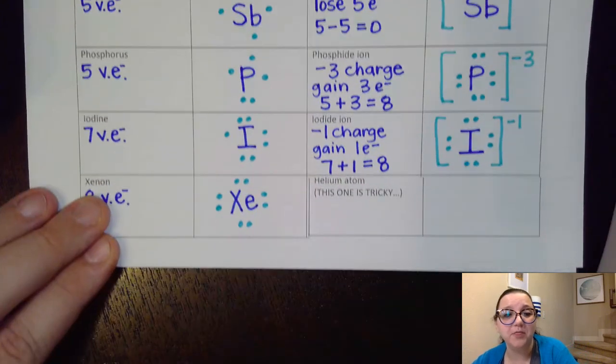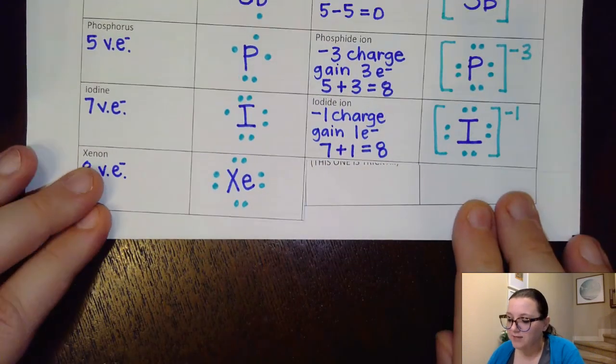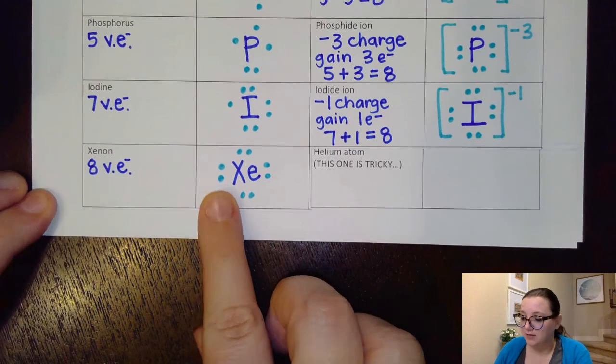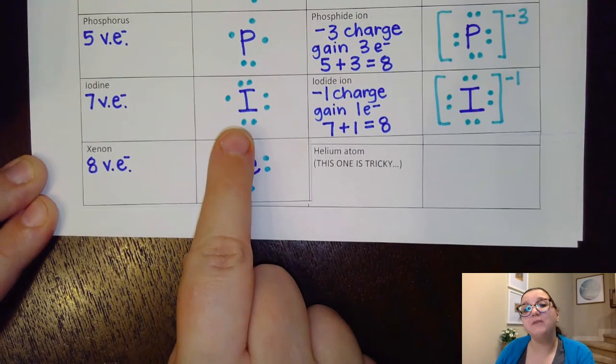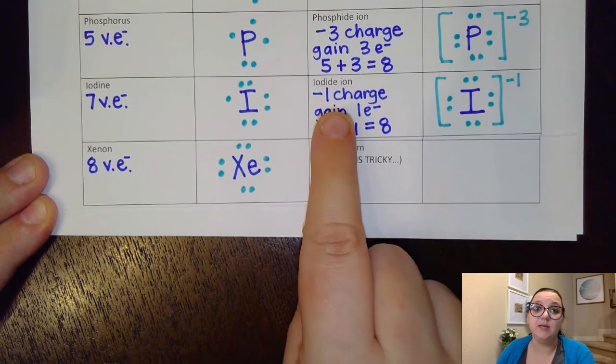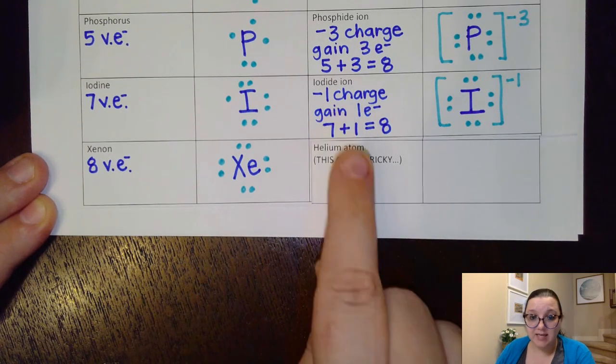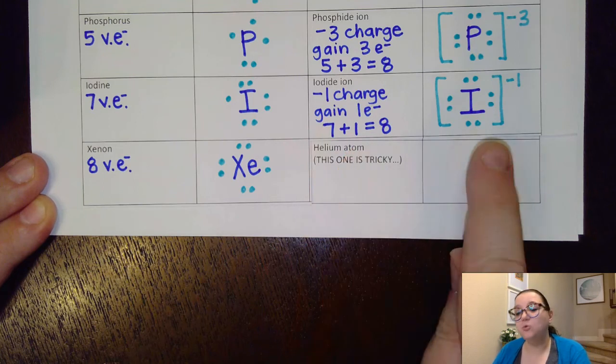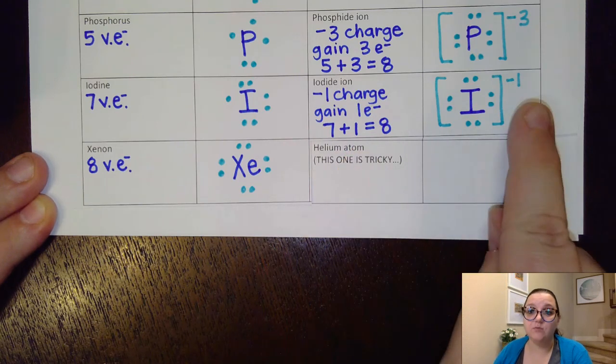All right, down here with iodine, first off, as an atom, it has 7 valence electrons. And so then, if I'm predicting my charge, being in group 17, I would predict it to be a -1, meaning it gained that electron. And so I showed all 8 dots with a -1 charge in the brackets.